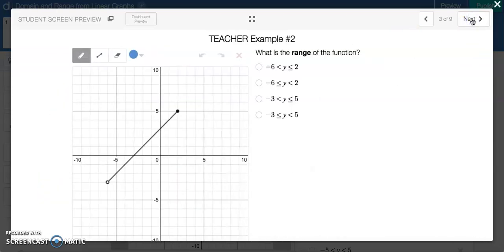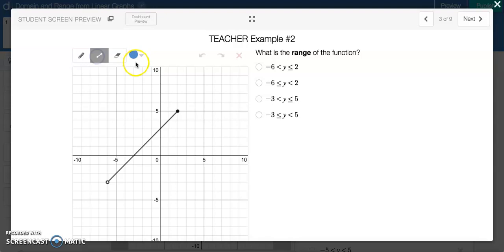Okay. Let's look at a range. On this teacher example number 2, it says, what is the range of the function? I could use either strategy, so I'll model both, and then you can choose. But the difference now is that range is talking about up and down. We're talking about the y-axis. So I'm looking up and down, and I want to have a bottom boundary and a top boundary.